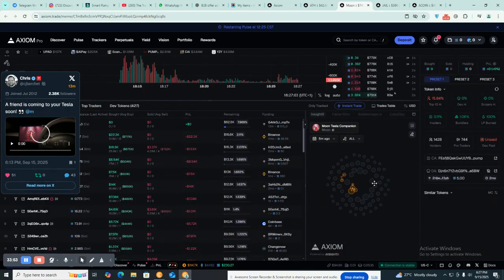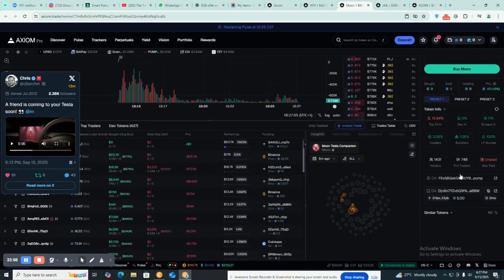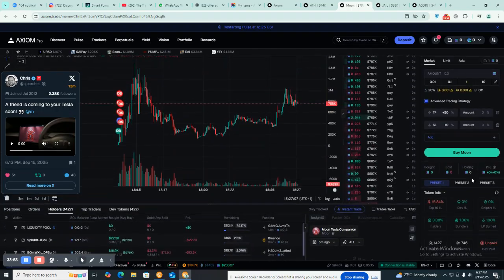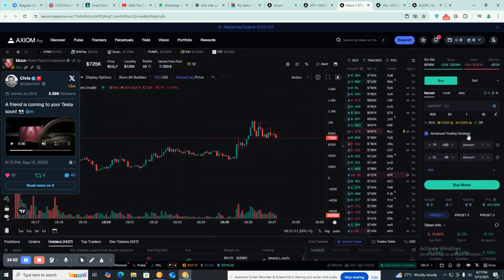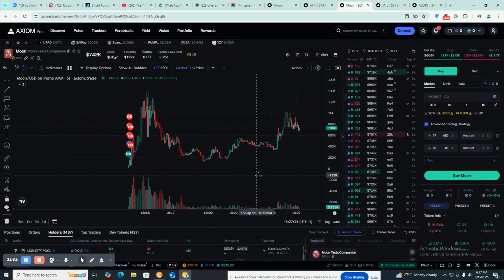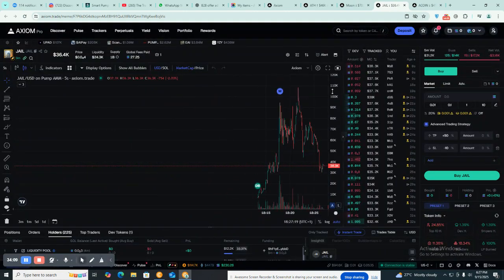So let's check the other one. Okay, this one is jail. I don't think I want to invest in this. There's not much here, and this token will just rug you and take your money off. All right, so basically, this is how I trade.